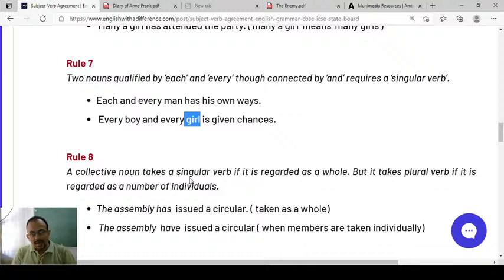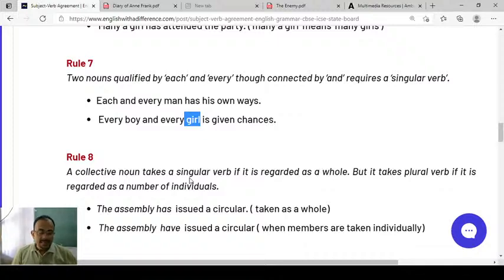So when each and every is preceded by a noun, the verb will agree with each and every and not with the noun. Always remember, noun or otherwise subject. The verb will never agree with the noun or the subject, but will agree with each and every.